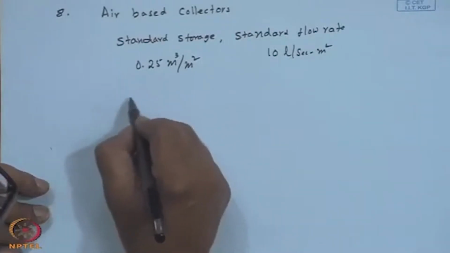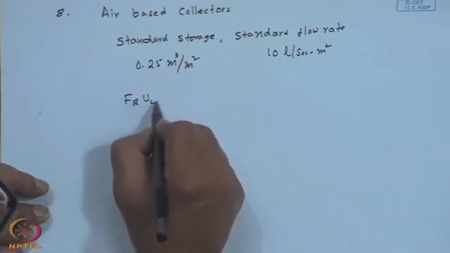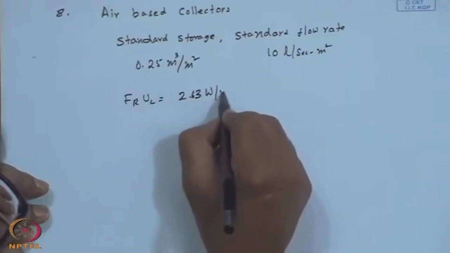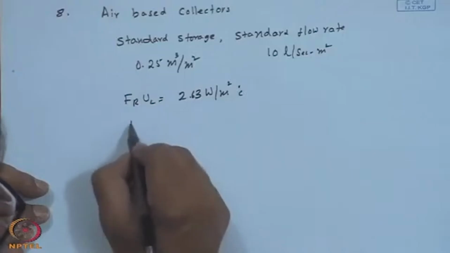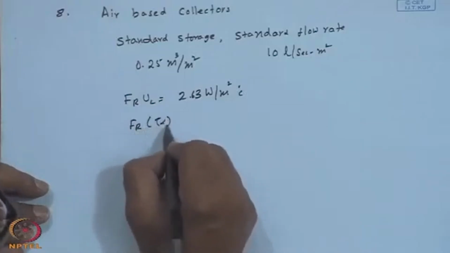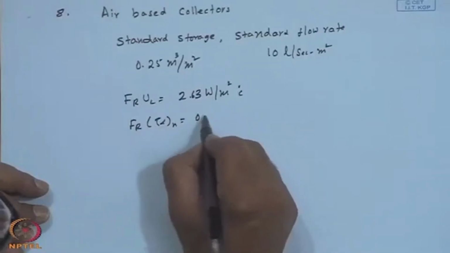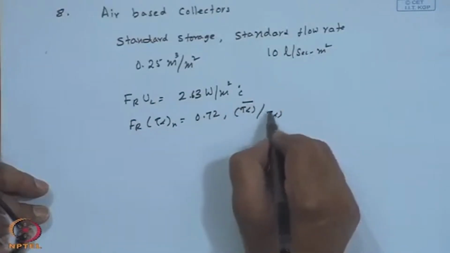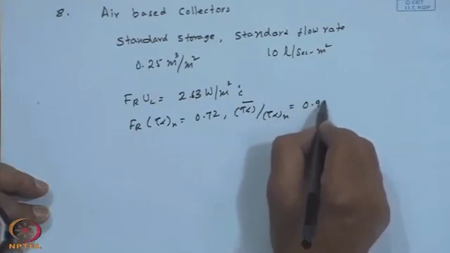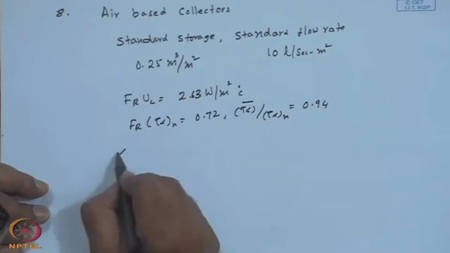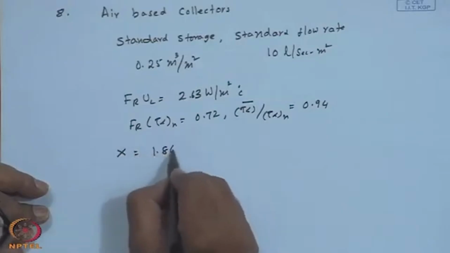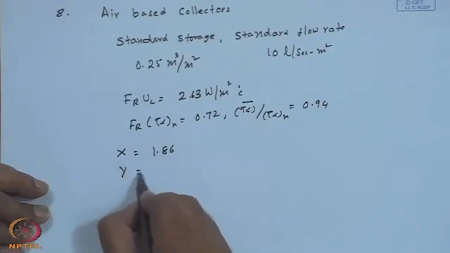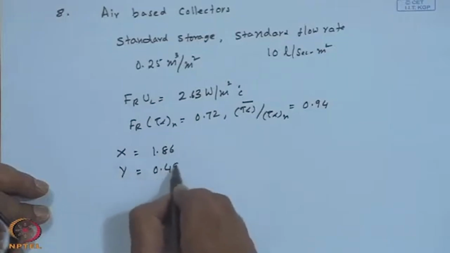X and y do not change. Of course, it is also given FRUL is same, 2.63 watts per meter square degree C. FR tau alpha normal is 0.72 and tau alpha bar by tau alpha normal is 0.94, and x is 1.86, the previous number uncorrected because these are standard storage and standard flow rates. Y is equal to 0.495.